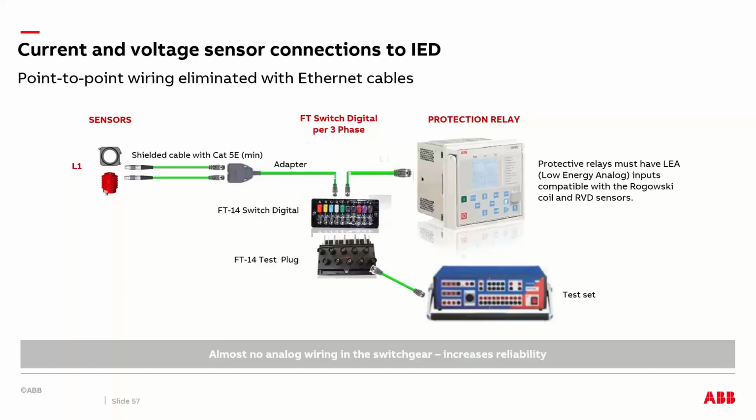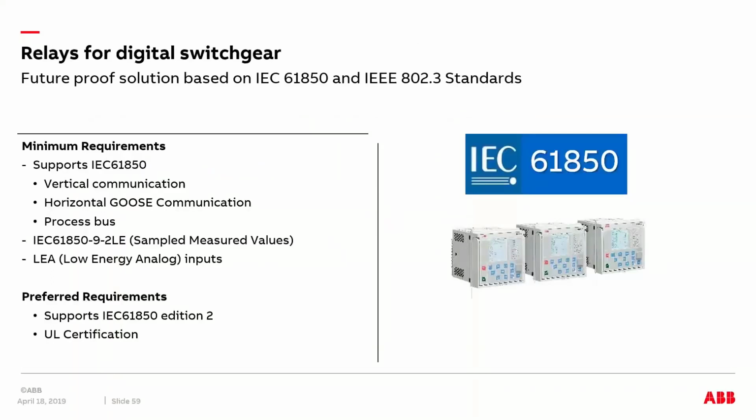And point-to-point wiring is eliminated, and we will see a picture of how we have eliminated the cable tray requirement in the whole switchgear layout. So the second key component for digital switchgear is the IEC 61850 communication protocol. Now, basically, the IEC 61850 communication protocol also has a few things involved with it.